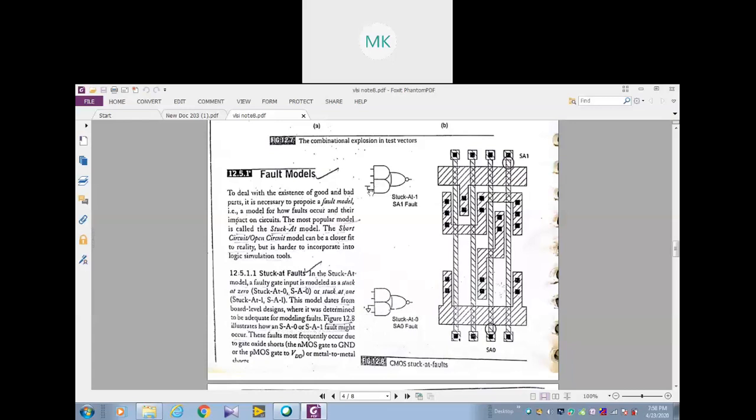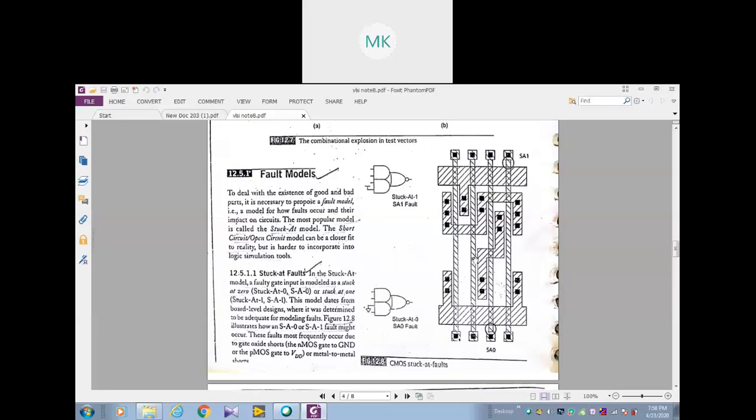Okay, the input is stuck at 1. There is an error. Whatever input you apply, the input line is fixed to 1. For these faults you can't get the expected output. The output always depends upon this input, and this input is continuously fixed. This one is stuck at 1, this one is stuck at 0.